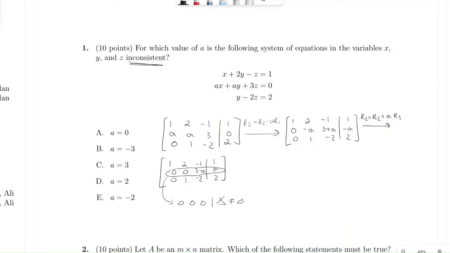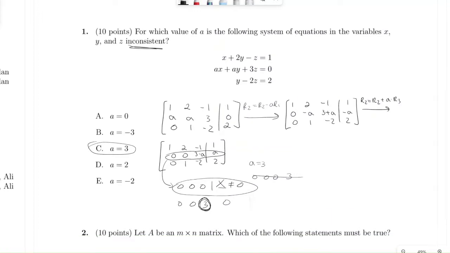So if we look at our answer choices, if A is equal to 0, we would have 0, 0, 3, 0, which would just mean that this variable, z, would be 0. So obviously this would give us a solution. So we're looking for this situation. If A equals 3, we would have 0, 0, 0, 3, which is inconsistent, we cannot have that. So that means that when A equals 3, our system is inconsistent.